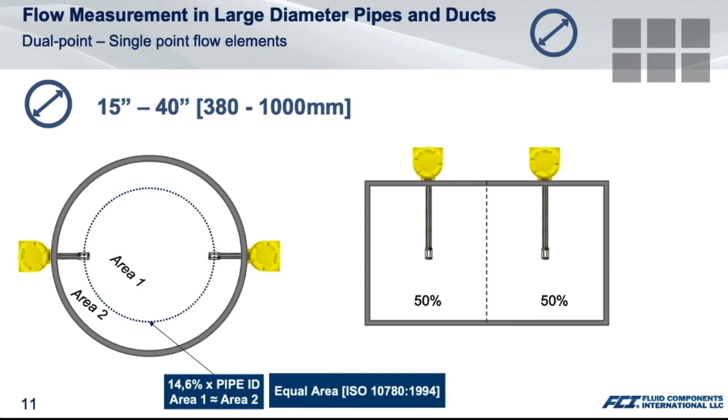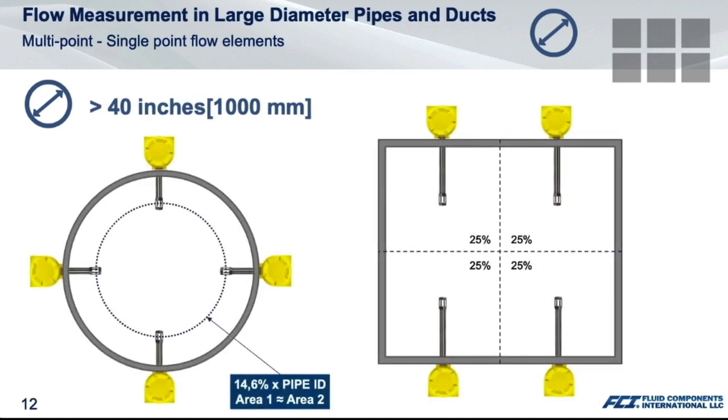And if you look at the duct, a rectangular duct, same thing. We divide that duct with these 2 sensors. We divide that duct into 2 and locate those sensors at the center of that equal area within that rectangular duct.